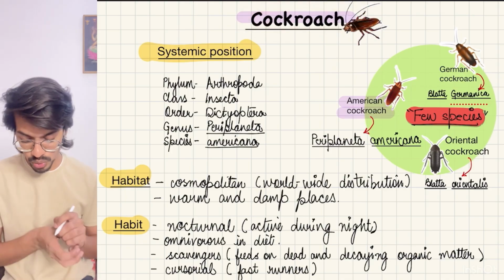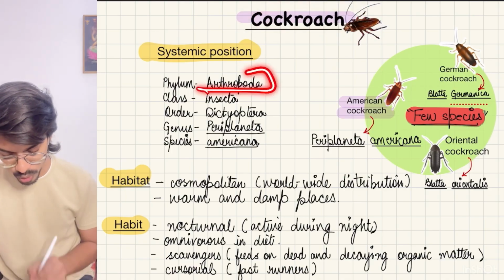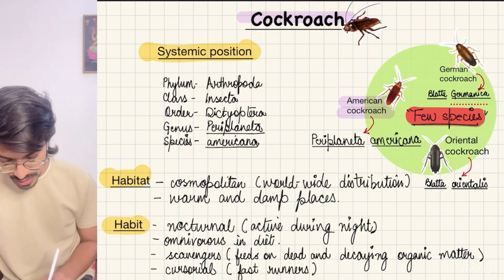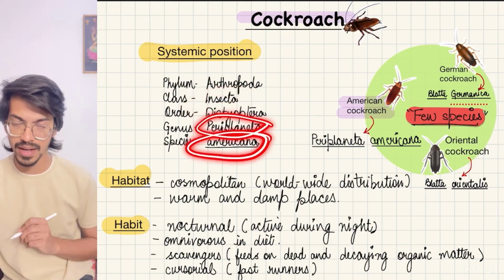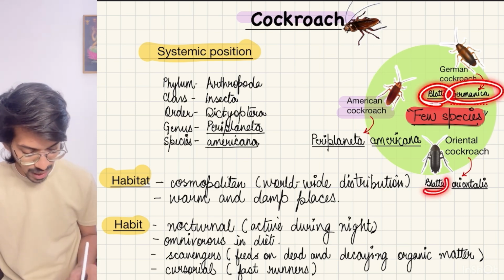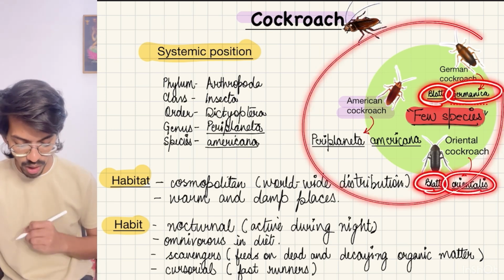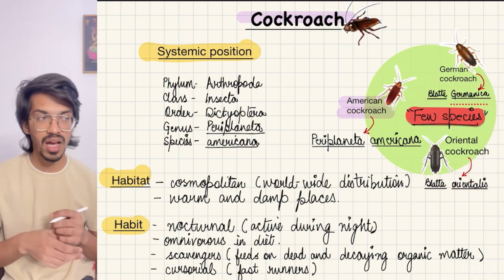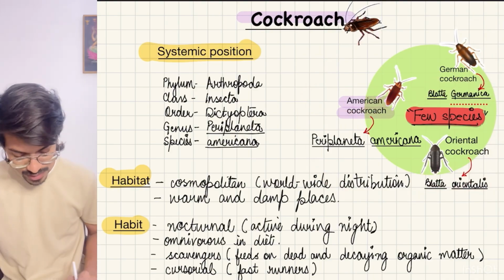Cockroach belongs to which phylum? Arthropoda, because it is an insect. So its class is Insecta. Its genus is Periplaneta americana. Other species are also there, like Blatta germanica and Blatta orientalis. So these all are there. The one which is present in India is Periplaneta americana.